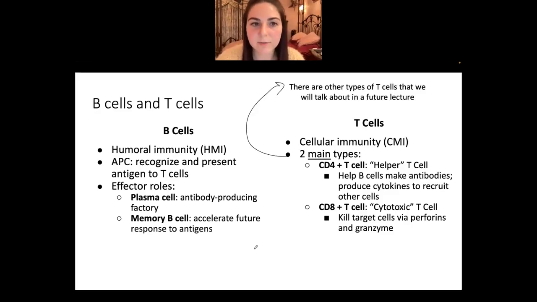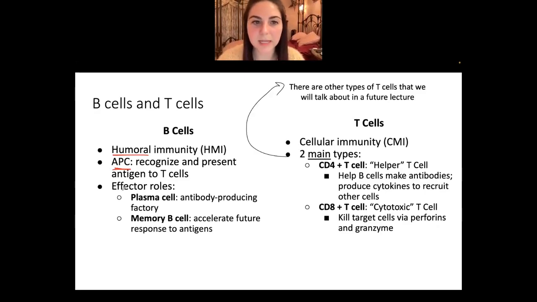B cells are involved with what's known as the humoral immune response or humoral immunity. Humoral is basically just talking about the humors of the body, like the extracellular environment. That's what humors means. So B cells are classically known to be involved with the humoral immune response. B cells are also APCs, so don't forget they're also antigen presenting cells, so they can recognize and present antigen over to T cells. And then B cells also have effector roles.